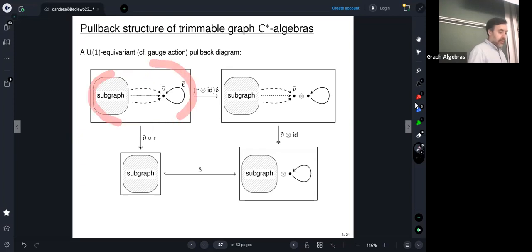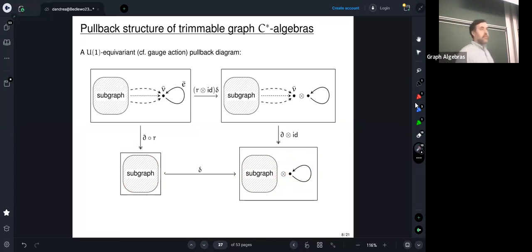Here you have a trimmable graph, according to the definition I gave before. One map, the vertical map, is the one which kills the loop, the vertex, and all arrows attached that end at this distinguished vertex. Here, the horizontal map is the coaction of functions on the circle that is dual to the gauge action. So we identify U1 and the circle, you have a gauge action, you dualize, and you get this coaction. What you get here is the same C*-algebra that you had on the left, tensored with the C*-algebra of this graph, which is simply C of S1.